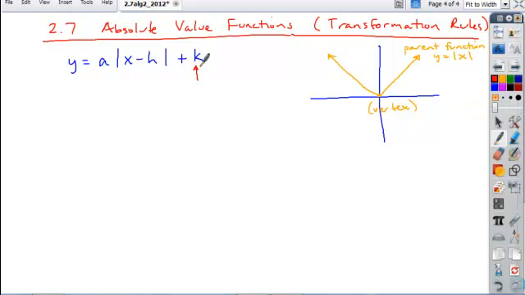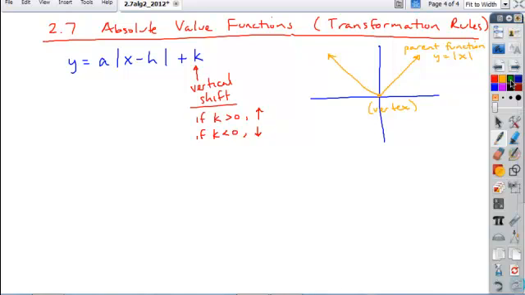First, we have this value being added or subtracted outside the function itself. Does anybody recall what kind of shifting occurs from that? If you add or subtract something outside the function, it is a vertical shift. If it's positive, it goes up. If it's negative, it goes down. So if k is a positive value, then it's going to shift up. If k is a negative value, it shifts down.